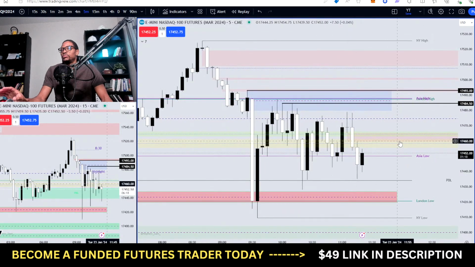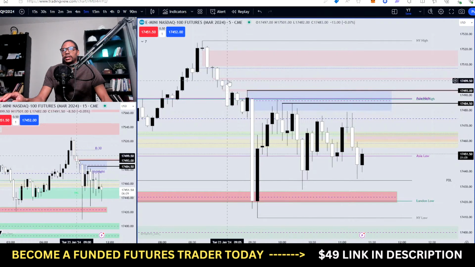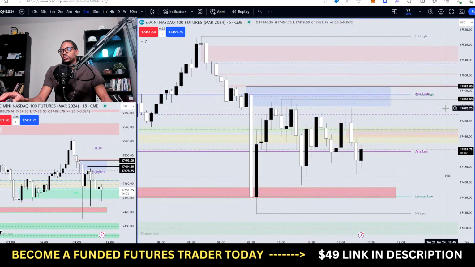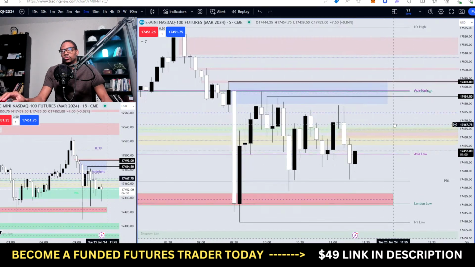And so it wouldn't surprise me if during the lunch hour we saw bullish momentum pushing up, at least sweeping some of these equal highs, and a handful of these swing highs. I'm not sure it'll get all the way to the New York high, but it would not surprise me if we get bullish momentum and start taking out some liquidity over lunch.